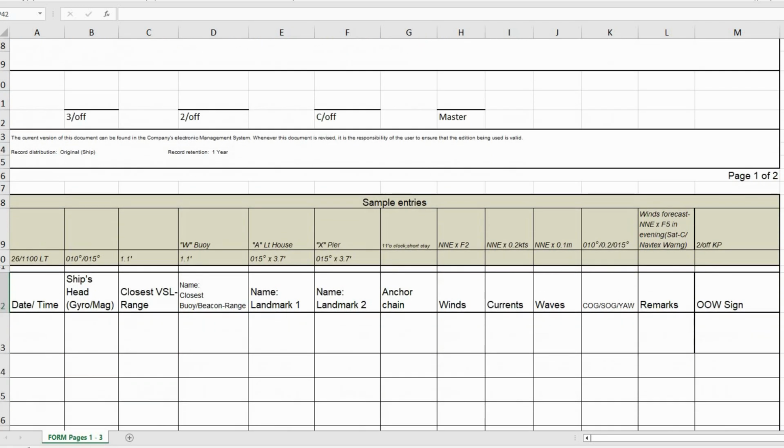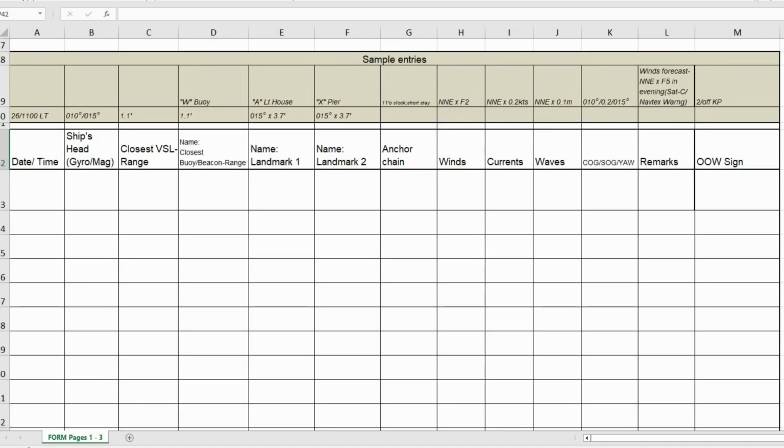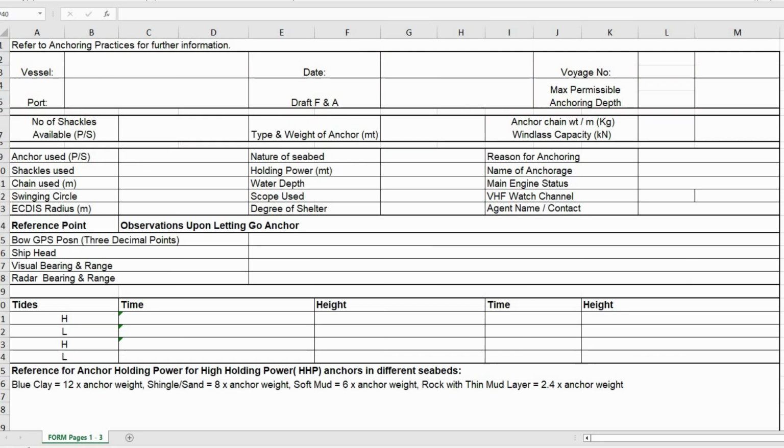And the second page is the log itself, where you have to make entries, usually every hour or as ordered by the captain. So, let's fill out the front page. We'll learn some new terms along the way. First, as usual, comes the name of the ship.